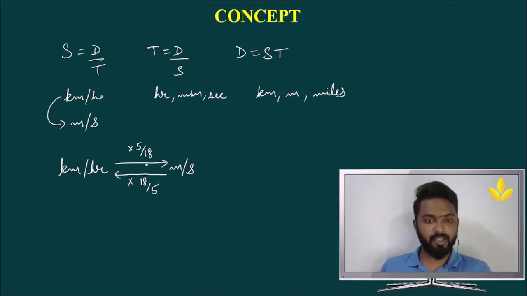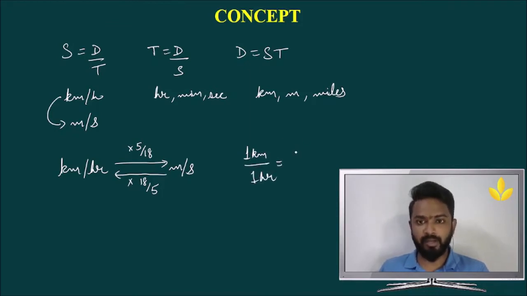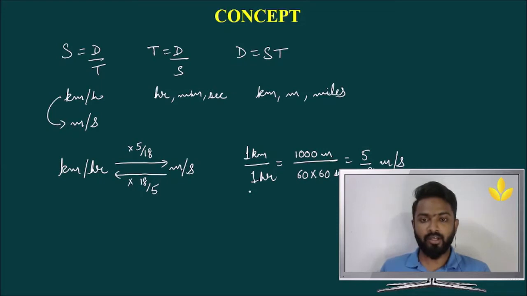Now how did this magic number come into existence? It's very simple. If you ever forget this number, you can think about it like this. We have 1 kilometer by 1 hour. 1 kilometer is how many meters? We have 1000 meters. 1 hour is how many seconds? 1 hour is 60 minutes and per minute is 60 seconds. When you reduce this, you will get 5 by 18 meter per second. So 1 kilometer per hour is 5 by 18 meter per second. So x kilometer per hour equals x into 5 by 18 meter per second. That's it.